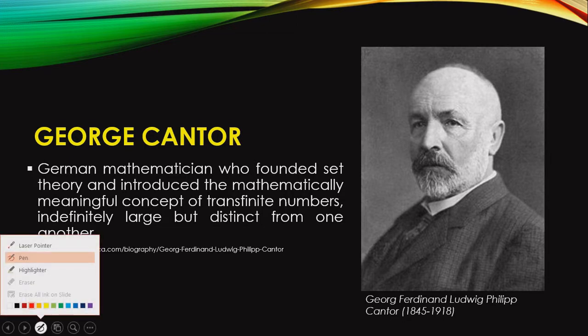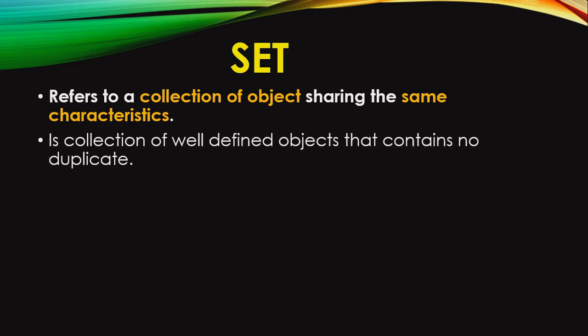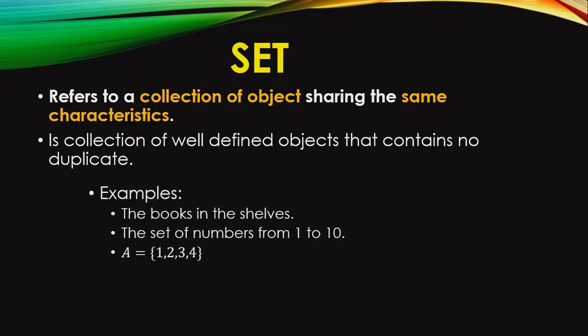So what is a set? A set refers to a collection of objects sharing the same characteristic, or it is a collection of well-defined objects that contains no duplicate. So it is a collection of objects, elements, numbers, letters, or anything under the sun that has the same characteristics. For example, the books in the shelves. Next, the set of numbers from 1 to 10. So these are collections of your numbers 1 to 10. And the third one is a set of 1, 2, 3, and 4. So those are sets. It's just a collection of objects.